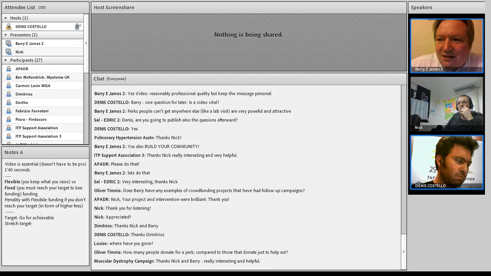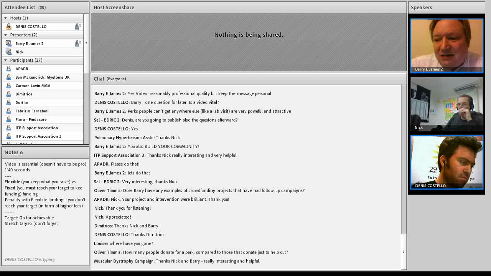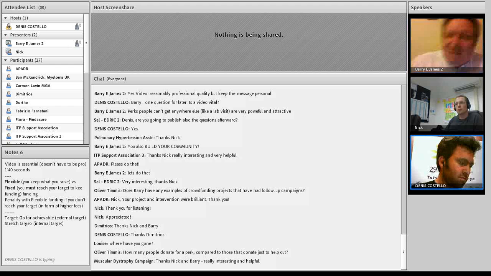So think of it perhaps as an internal target and an external target. So the external target is 30. We know we can get that. We know we've got enough support to reach there. But we've got some stretch targets. And what we really want to do, what the team is going for, is 60, 70 or 80 or whatever it is.